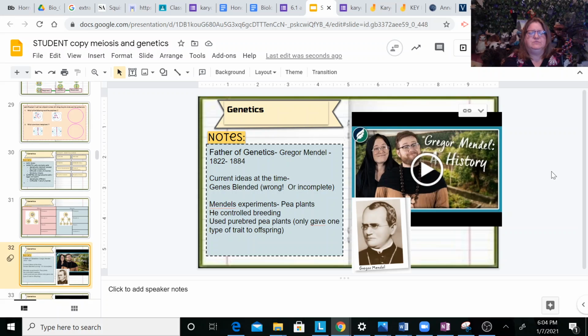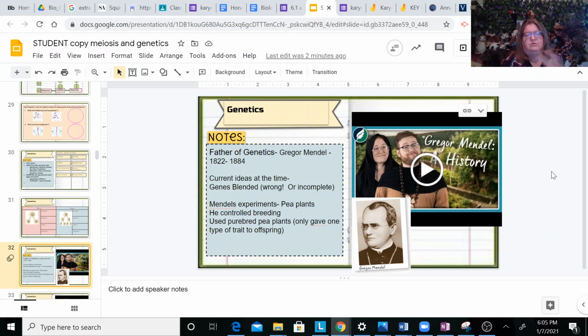And as you watch them, you want to look for what he did, the experiments he did with pea plants. One of the successes in his studies is he was highly thoughtful about controlling the breeding of the pea plants so that he could track the traits. He looked at several different traits of pea plants to examine whether or not they were passed on and in what way. Part of his success is that he was able to isolate purebred pea plants.